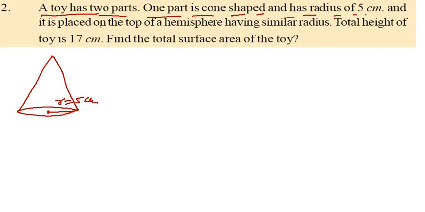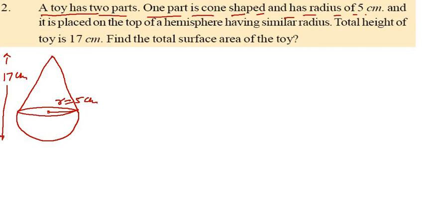And it is placed on the top of the hemisphere having similar radius. So here is the hemisphere. Similar radius is 5 centimeter. Now total height is 17 centimeter. So this height is given as 17 centimeter, so you can write here 17 centimeter.